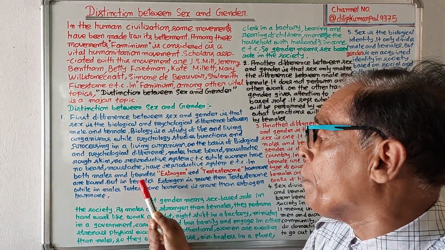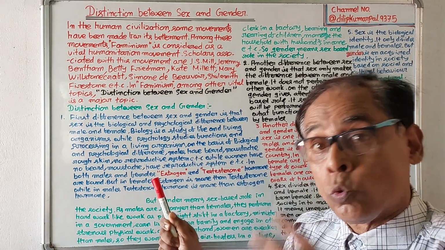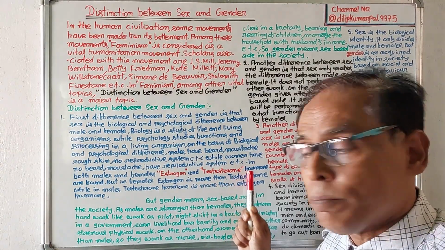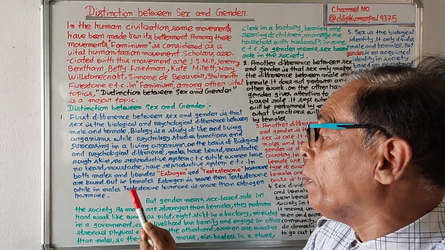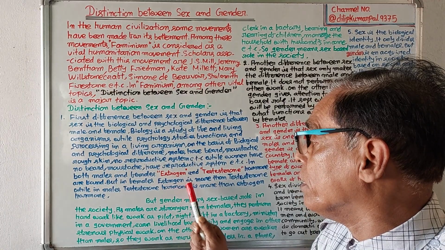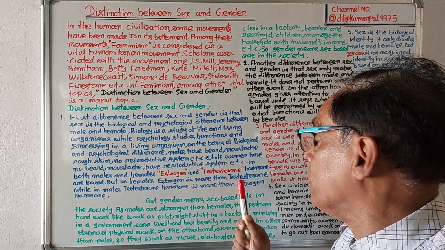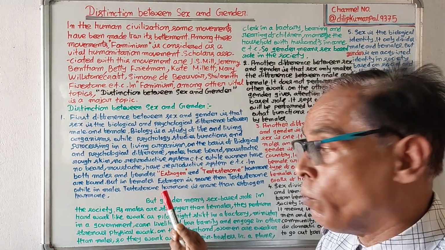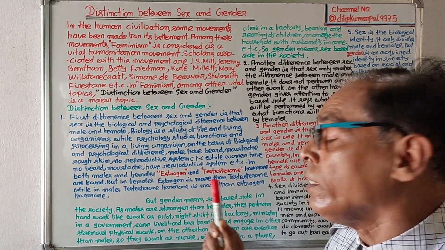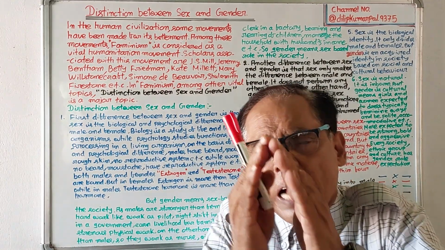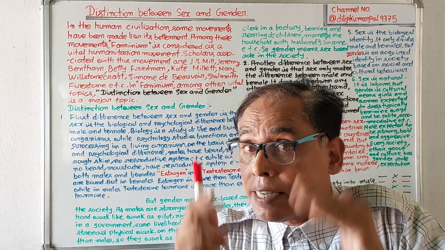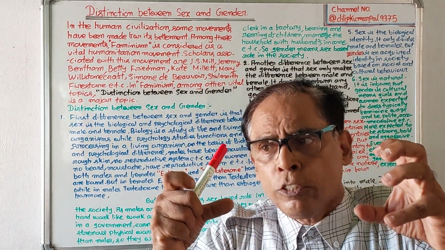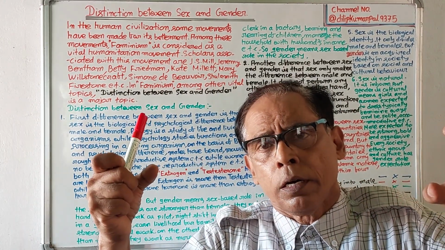In both male and female, two hormones are found, estrogen and testosterone. But in females, estrogen is more than testosterone, while in males, testosterone is more than estrogen. So the first difference between sex and gender is that sex means the biological and physiological difference between male and female.